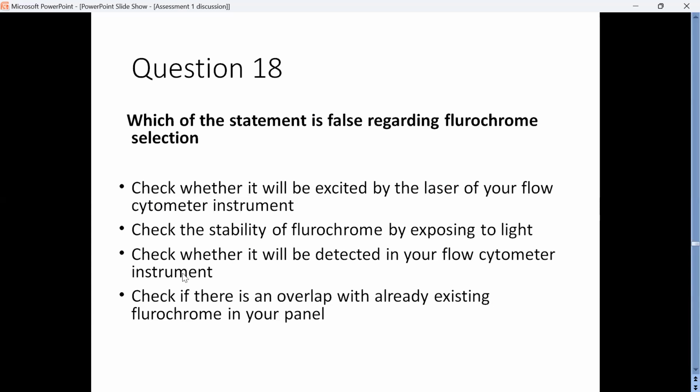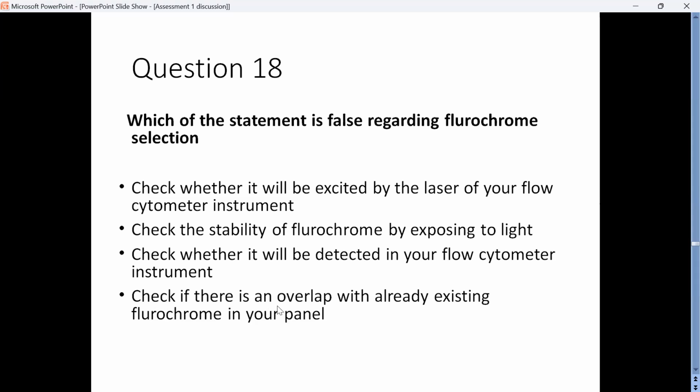Third, check whether it will be detected in your flow cytometer instrument. So you should have a corresponding detector to capture the emitted light or emission maximum. If you use a fluorochrome that is excited by a laser, but you don't have a detector to capture the emitted light, then it is useless. You can't use it. So we need to check whether it will be detected in your flow cytometer instrument.